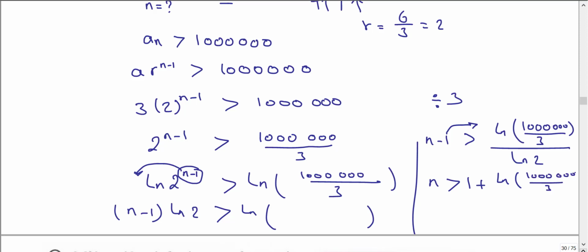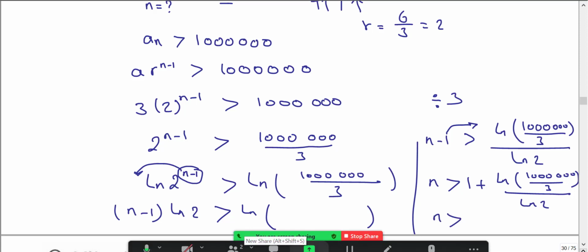Now you have to plug this into the calculator and get the answer. Try first to do ln of 1 million divided by 3 in brackets this way, and then divide it by ln 2, and then add 1. How do I put ln on the calculator? Okay, no problem. Take a picture of your calculator and send me the picture. I'm going to tell you. You see in the calculator, up to the right there is log, and below log there is ln. Do you see it? Yeah. This is ln.